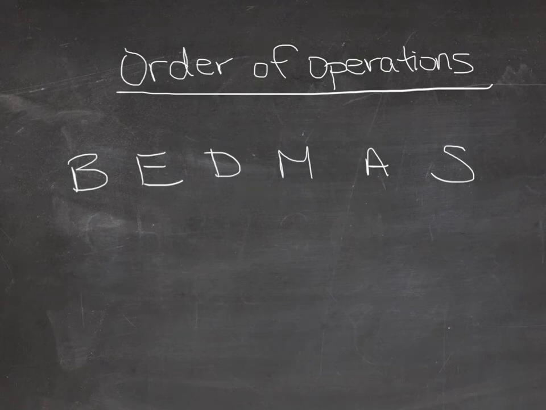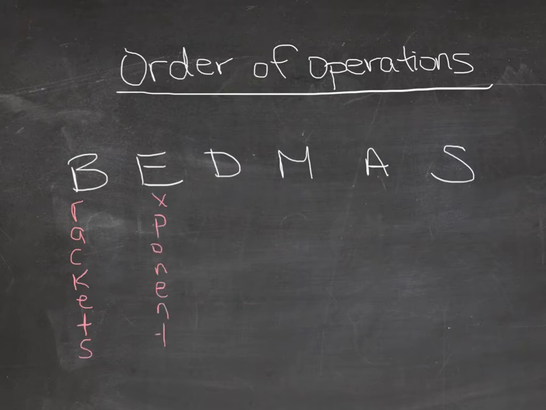This video is related to order of operations. So you might remember an acronym used in school called BEDMAS, which helps you remember the order of operations. So the B, remember, stands for brackets. E stands for exponents. D stands for division. M for multiplication. A for addition. And S for subtraction.